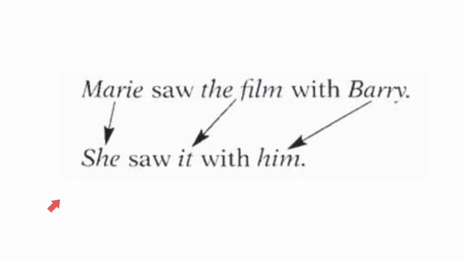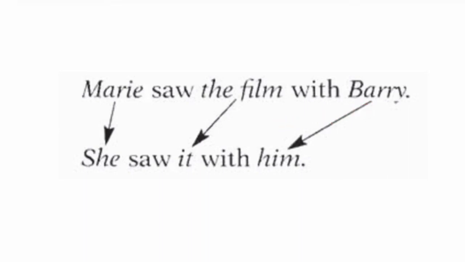In the second sentence, the subject pronoun she is replacing the noun Mary. The object of the verb it is replacing the noun phrase the film. And the object of the preposition him is replacing the noun Barry.